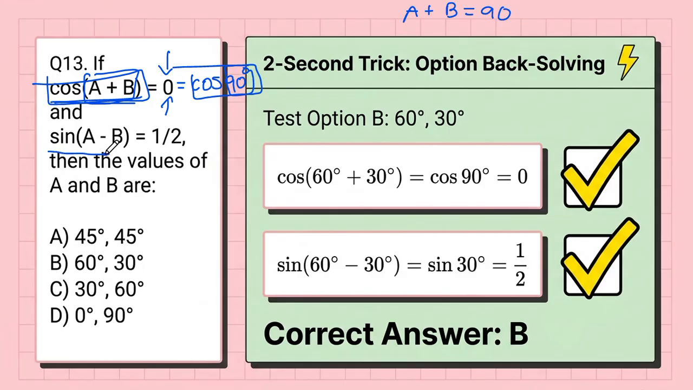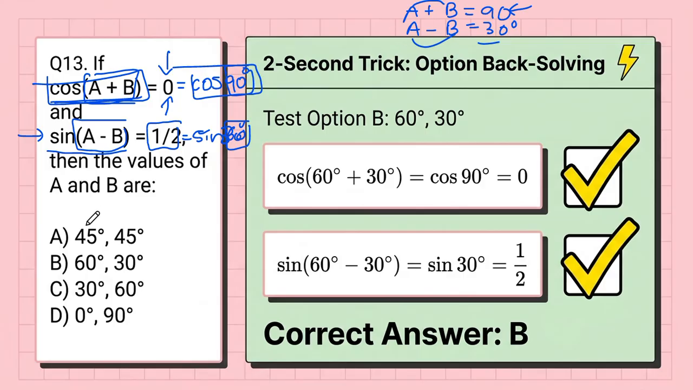Second condition, sine(A minus B) is equal to 1 by 2, so here sine is there, so at what angle is sine 1 by 2? Sine 60 degree, sorry, sine 30 degree is 1 by 2. So if we compare the angle, A minus B is nothing but 30 degree. So we get our second equation, A minus B is equal to 30 degree. Now we have two equations, addition of the two is 90 and subtraction is 30. Either you can solve or you can check the options.